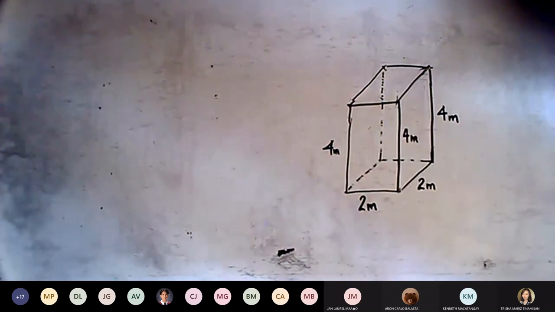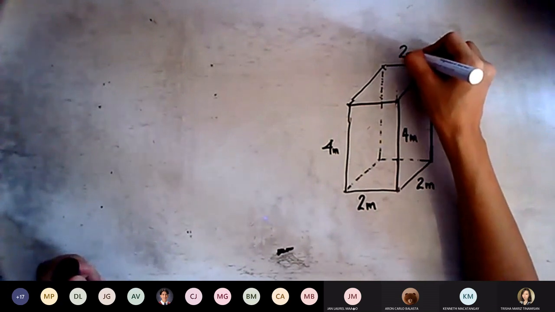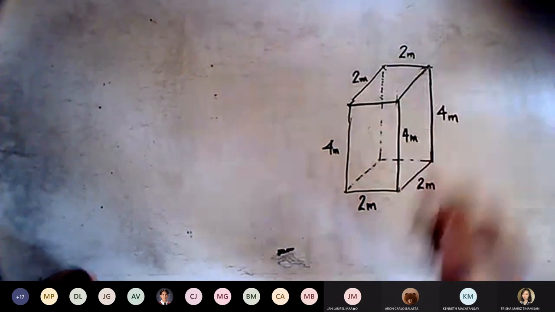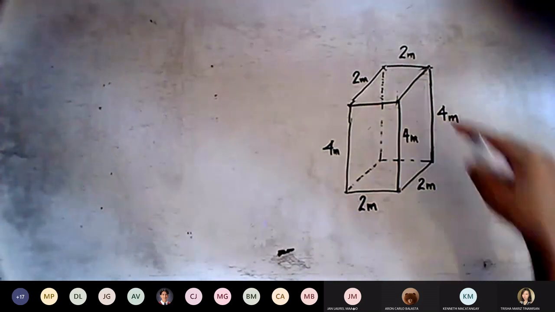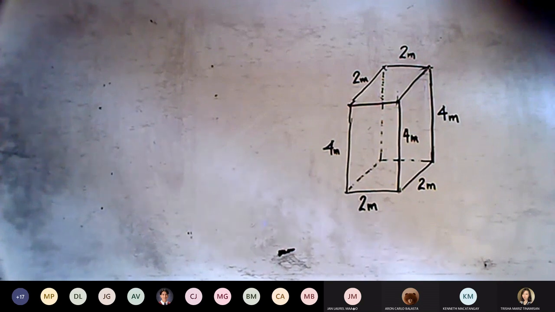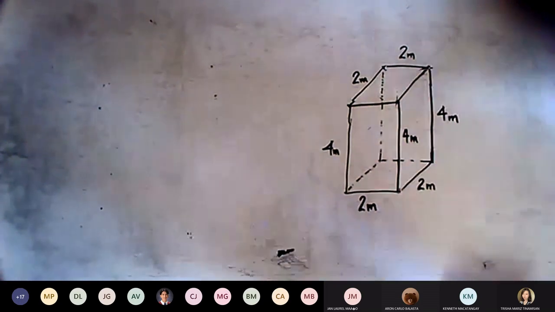Going back to what we previously discussed, there are several properties of the prism. In this particular case, we are given the base, which is a square, so you have 2 meters by 2 meters for the dimension. The question is to find the ratio of the lateral area to the total area, given that the lateral edge is 4 meters.